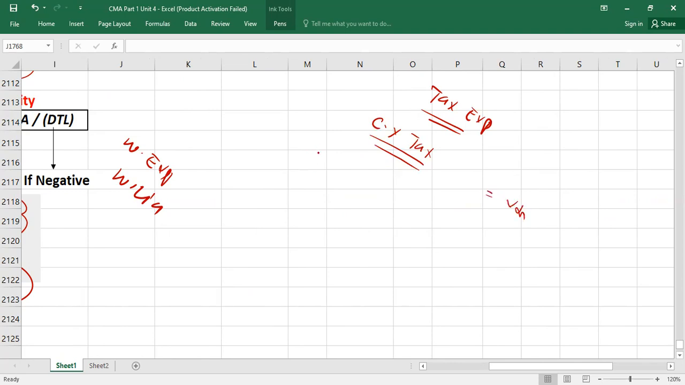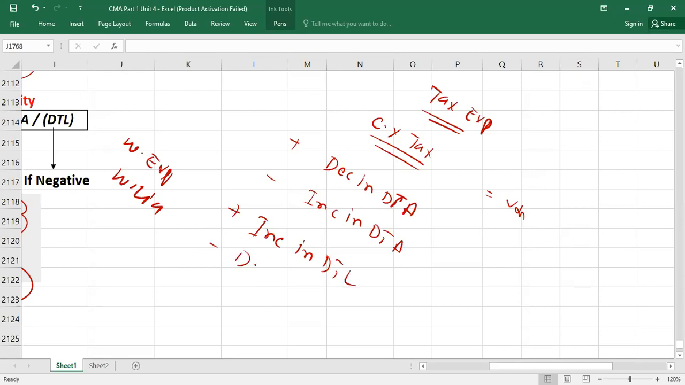And then you have to do what? Plus or minus. If you're dealing with the deferred tax asset, if there is a decrease in deferred tax asset, that will be added. If there is an increase in deferred tax asset, that will be deducted. And if there's an increase in deferred tax liability, it will be added. And a decrease in deferred tax liability will be deducted. This will give you the final tax expense for the income statement.